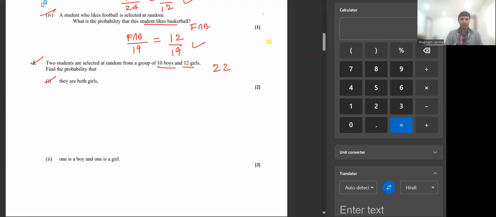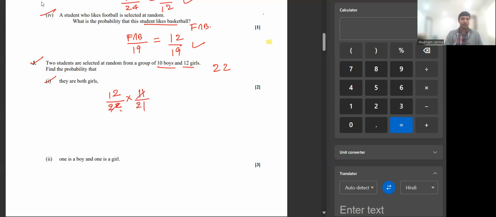So what is the probability that the first student chosen is a girl? Total 12 girls are there divided by 22, the total number of students. This is the probability of choosing the first girl. And then once the first girl is selected, how many are left? Total 11 are left. Now we have to select the second girl from the remaining 11 divided by 20.